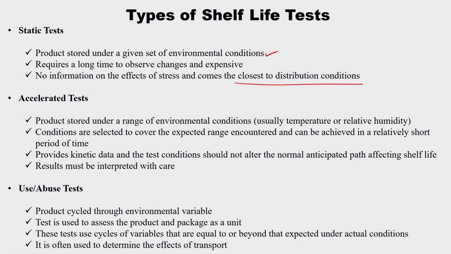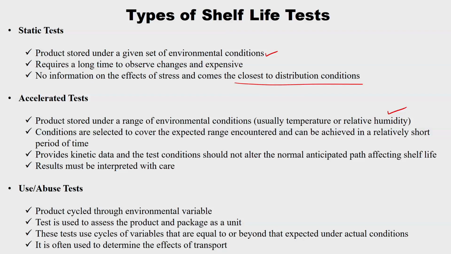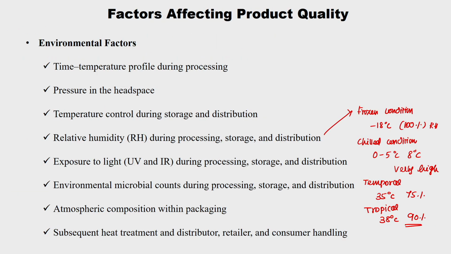The accelerated test is one in which the product is stored under a range of environmental conditions, usually temperature or relative humidity, and conditions are selected in such a way that they cover the entire range. And remember, as we discussed earlier, the shelf life test is only to be conducted after the food is packaged and ready for distribution. Right. So, this range of temperature we have already seen in our previous slide, right. So, these are all the normal conditions: frozen, chilled, temperate and tropical.